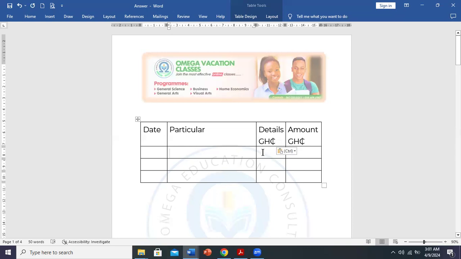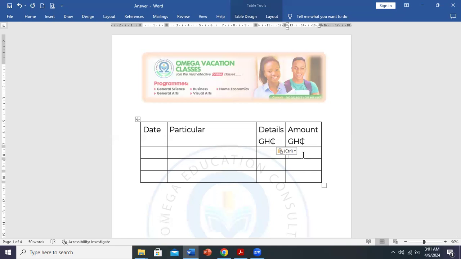Then the details here is where we do some calculations where needed. Like I just mentioned, sometimes you can buy, let's say, 3 different items, maybe 100 bags of cement, 15 iron rods, and maybe 3 buckets of paint. So you see that you need to add all these things to be able to get the total amount. So the details column is used for doing those calculations or workings. And then the final figure comes under the amount column.